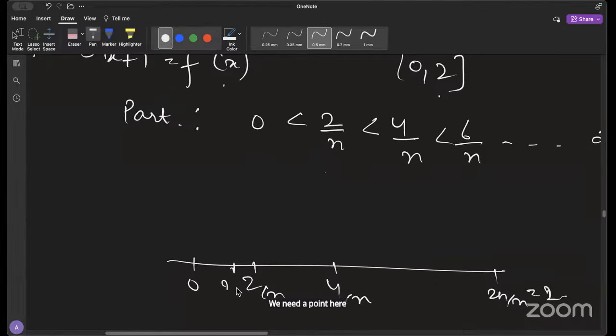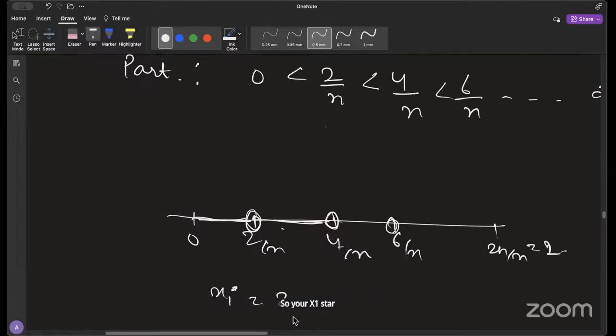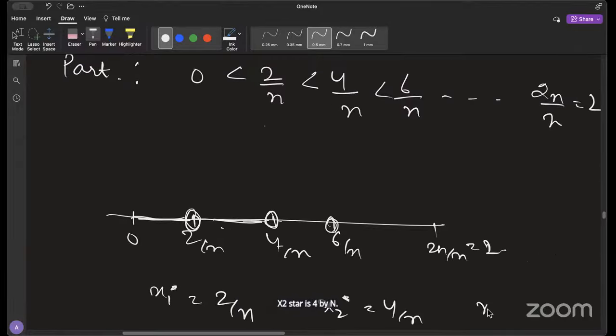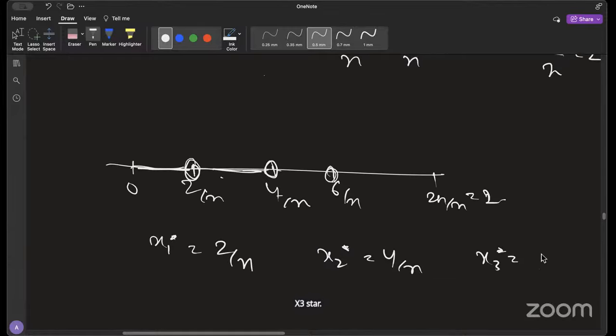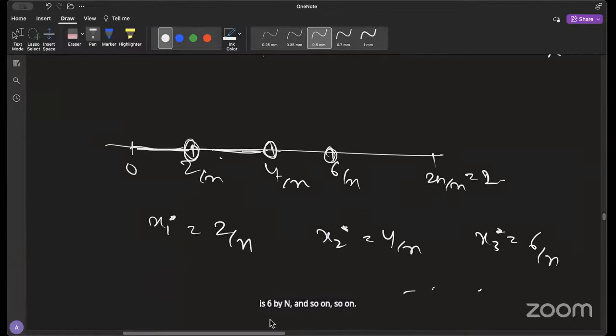We need a point here, right? Which we call x1 star, x2 star. We need these points too. So in this particular example that we're doing, the points are given to be this. For this interval, x1 star is given to be 2 by n. For this interval, x2 star is given to be this point. For the next one, 4 by n to 6 by n, the point given is 6 by n. So your x1 star is 2 by n, x2 star is 4 by n, x3 star is 6 by n, and so on.